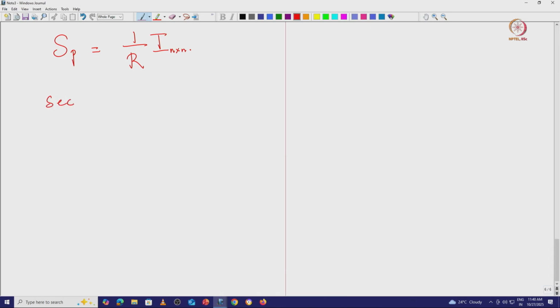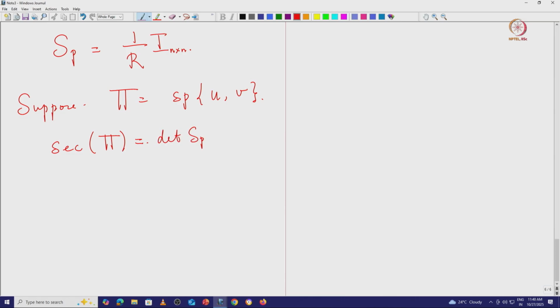So that means that all the sectional curvatures are, so now suppose you take the plane pi spanned by u and v, then it is easy to see that the sectional curvature of this plane is just going to be the determinant of the shape operator restricted to this two dimensional subspace, which is of course the determinant of the identity matrix is 1, and so this is going to be 1 by r squared.